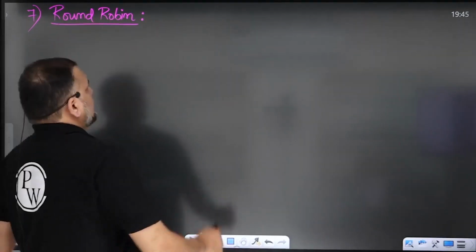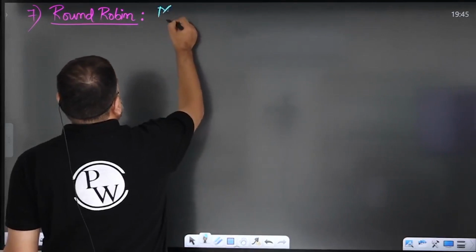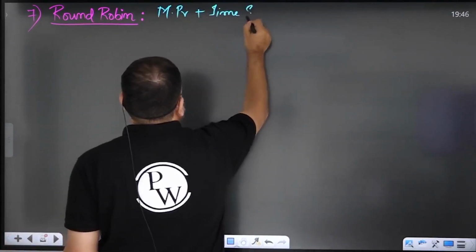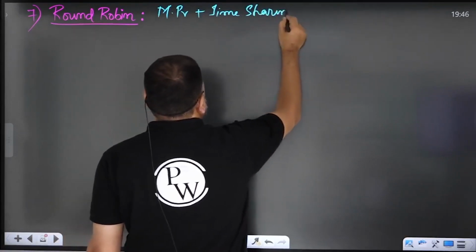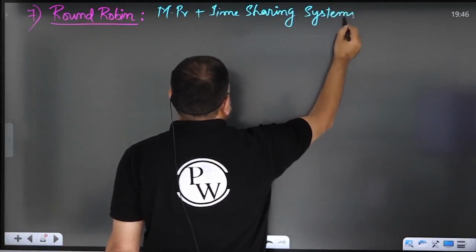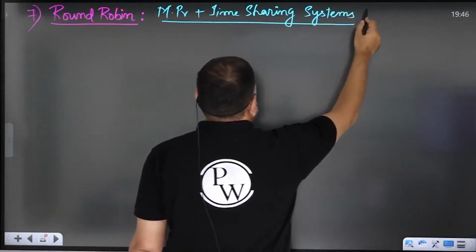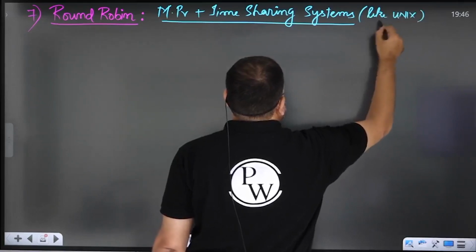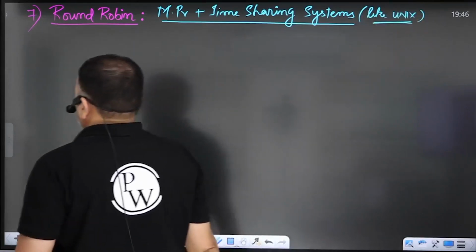Round robin. Basically used in multi-programmed plus time sharing systems, systems that share the time of the CPU. Time sharing systems, like Unix. The initial version of Unix used pure round robin.